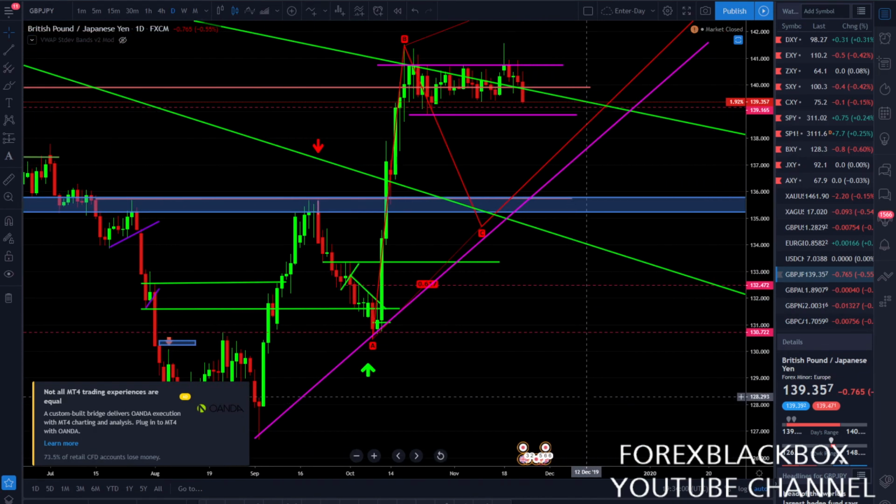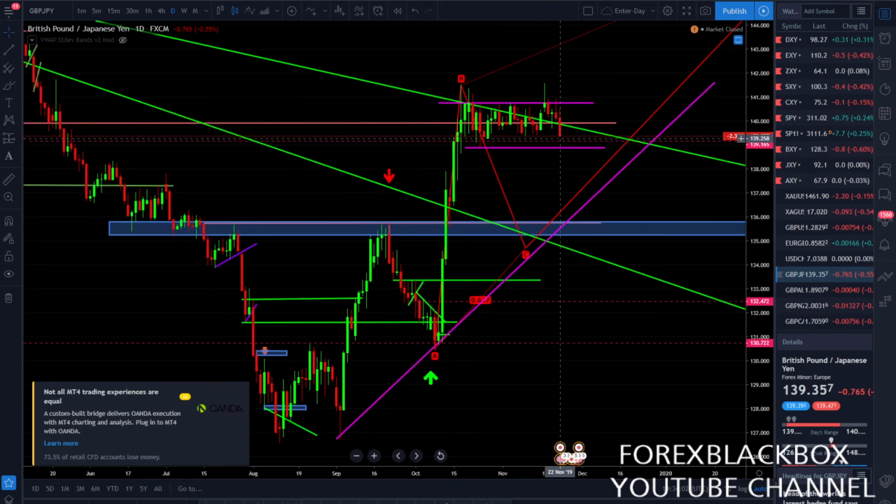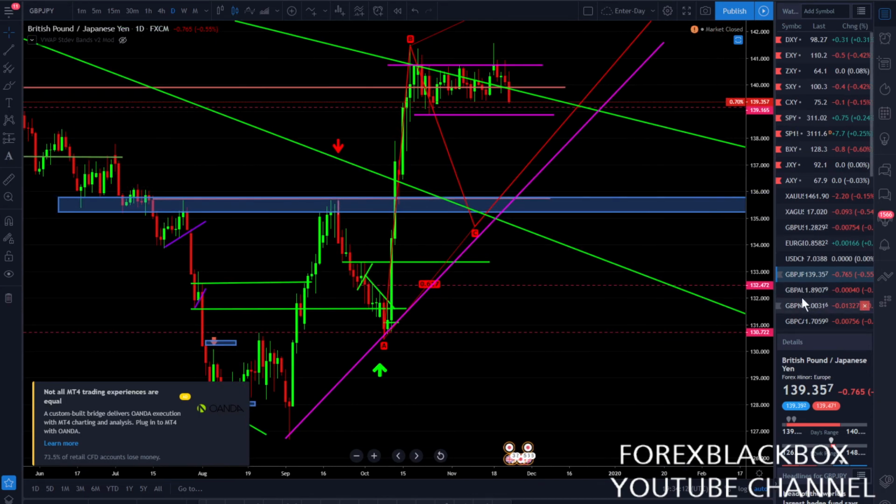Okay, back to the reality here. We're still in the consolidation area. It's gonna go down here, hit the support, and continue up if we have a positive outcome of the general election.